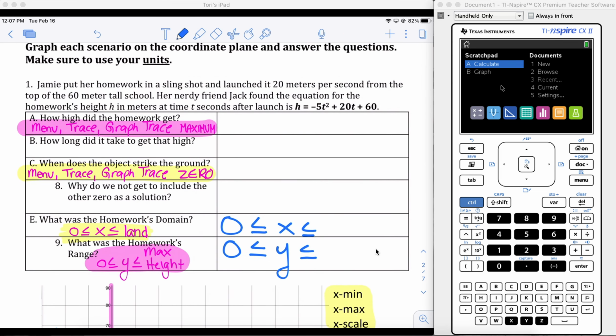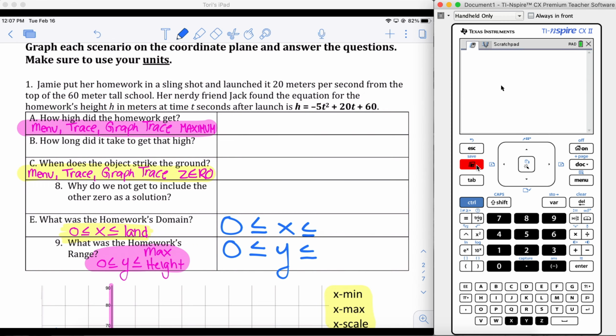Her nerdy friend Jack found the equation for the homework's height h in meters at time t seconds after launch is this equation. So we're going to go into our calculator. I'm going to push this scratch pad right here. Remember, if I hit it twice, I get a graph. Tab lets me type. And when you type this in, we do not want to use t's. We need to make sure everything is x's. So I would do negative 5x squared plus 20x plus 60.